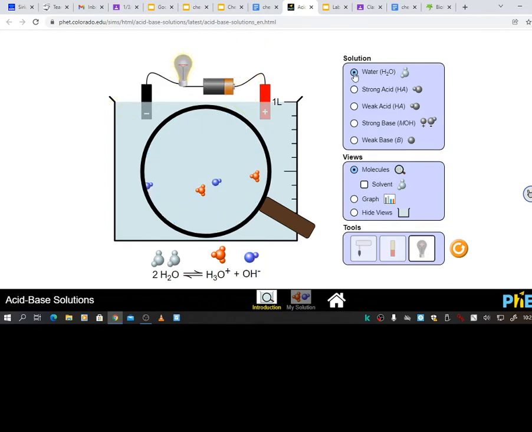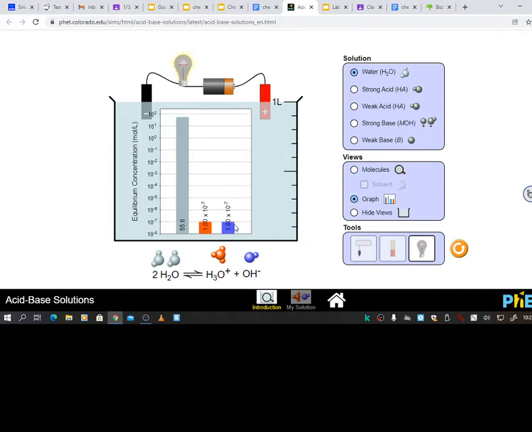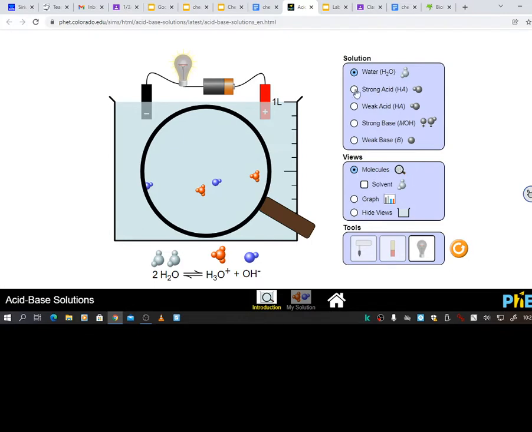Okay, now going back to water, I can look at my molecules and you can see that for every 2 acid particles, which is my H3O, I have 2 OHs, which is my base. Now if I look at the graph, it's 1 times 10 to the negative 7th and 1 times 10 to the negative 7th. That's where I'm getting those numbers from. So it's just going back and forth between these two views. Right?